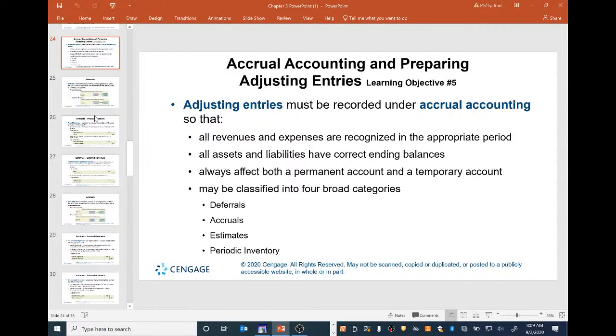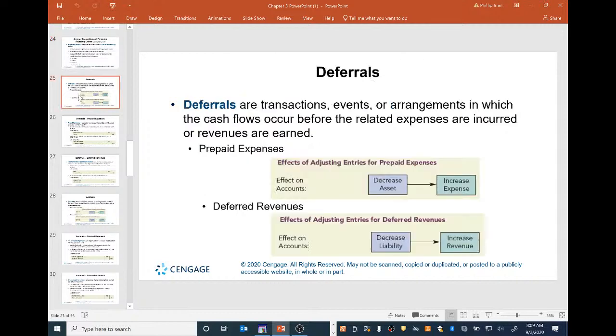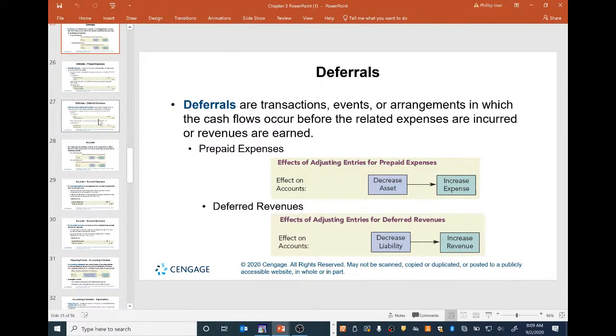So awesome. They may be classified into four broad categories: deferrals, accruals, estimates, and periodic inventory. So I think we've all touched on what these are. We'll get into them a little bit as we move forward. We'll start with the first one, deferrals. These are transactions, events, or arrangements in which the cash flows occur before the related expenses are incurred or revenues are earned. Okay, so we can see here we have prepaid expenses on the top, and then we have deferred revenues on the bottom. So let's talk about these for a second.